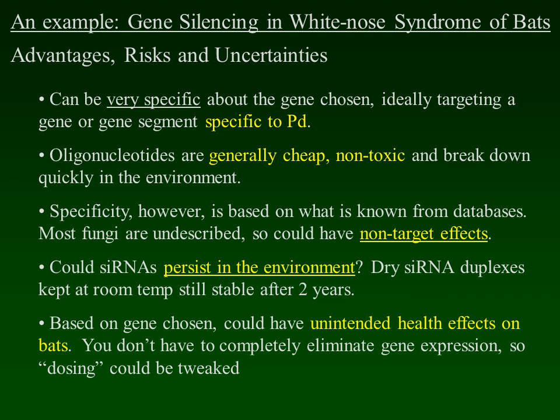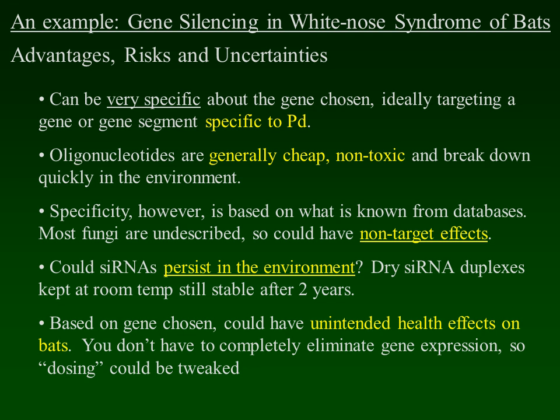Advantages, risks, and uncertainties. I want to be finishing up here shortly, so I'll just go through some of this. When I start to think about advantages, risks, uncertainties, I would say that we have the potential to be very specific about the gene we choose to try and silence. So ideally, we could target a gene or a gene segment that's very specific to this fungus and no other fungus. And I would also say that these oligonucleotides, that is, these short RNAs that we come up with, are cheap. They're also generally quite non-toxic, and the idea is that they break down quickly in the environment.